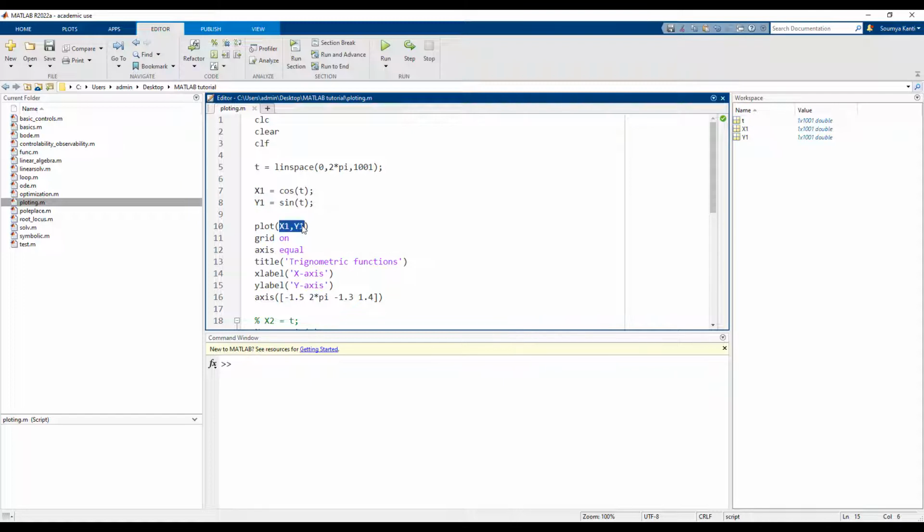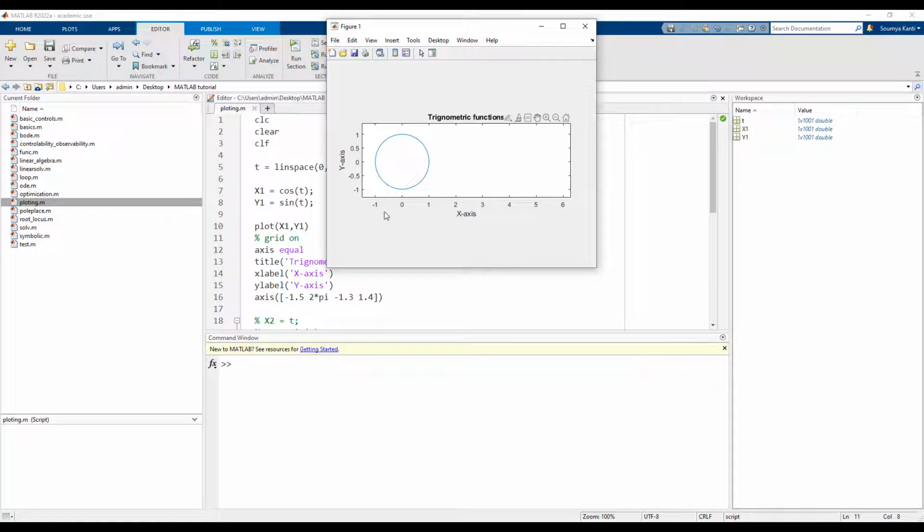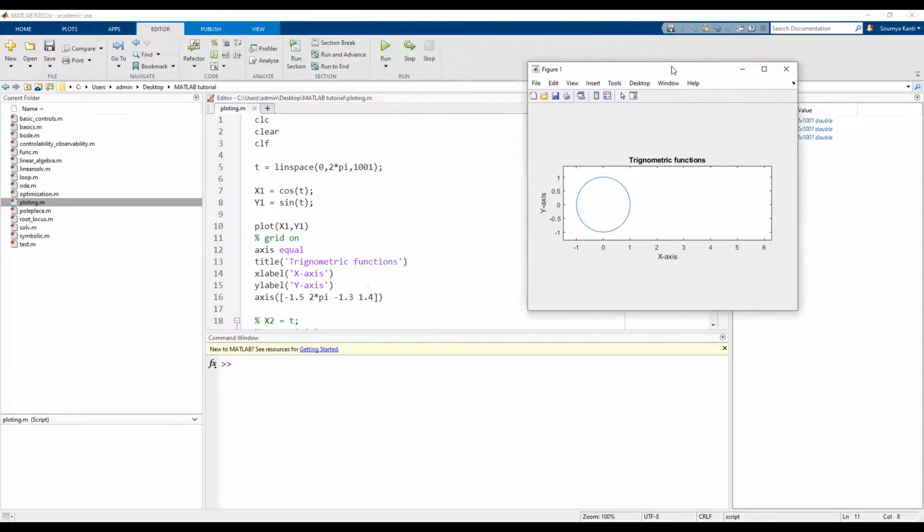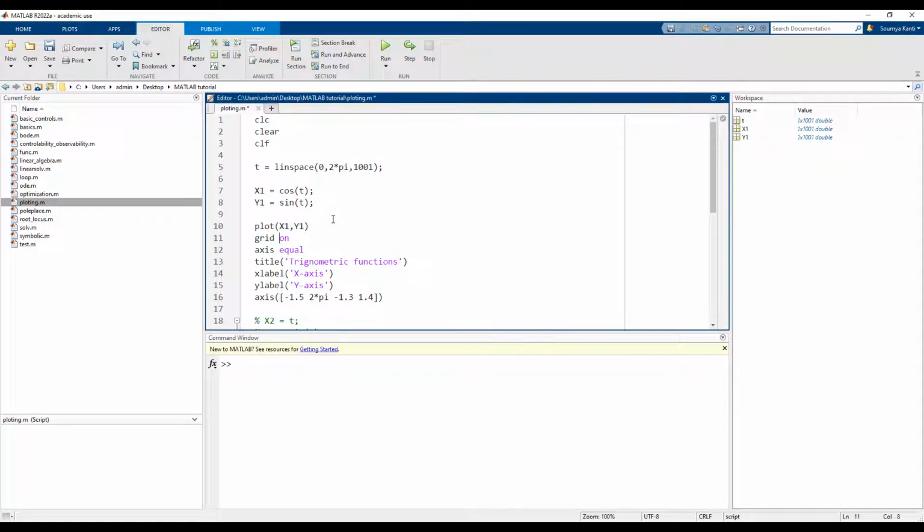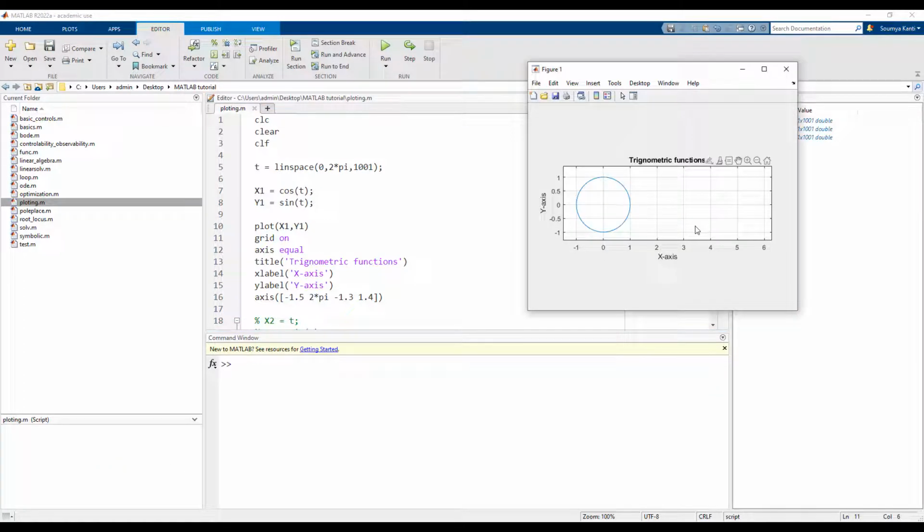You can see it also gives help on how to do this. Then this grid on: if I comment it out and run it, you can see there are no grids, and this is the actual plot here. If I turn on the grid on, you will see that now there is a grid present.